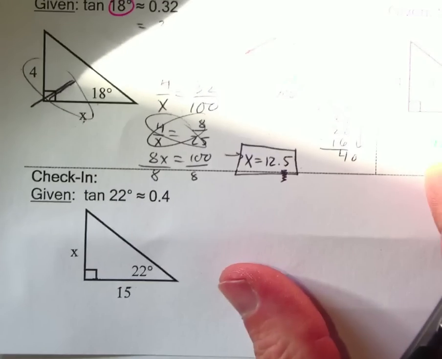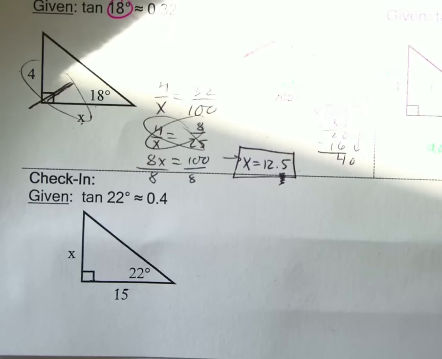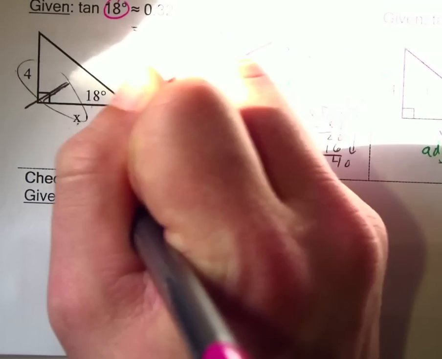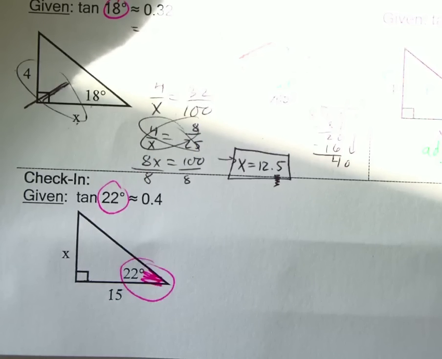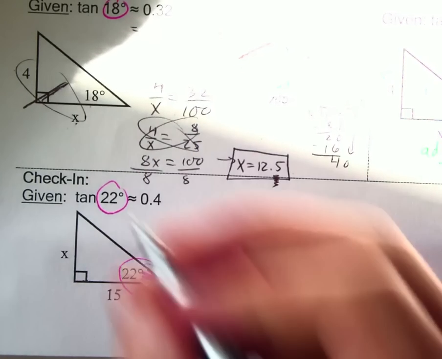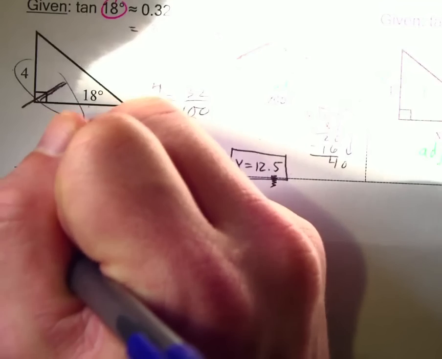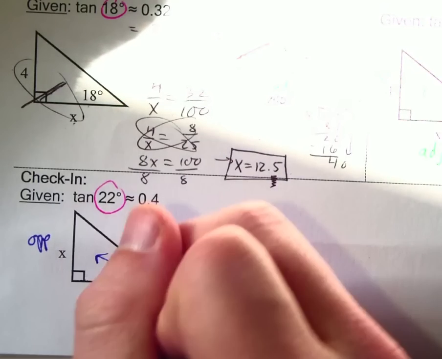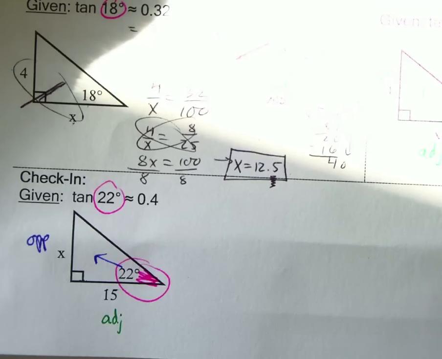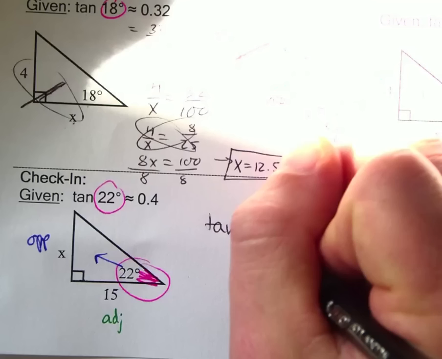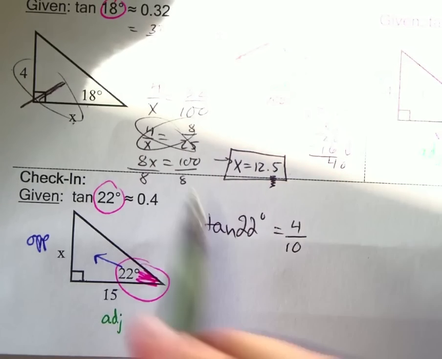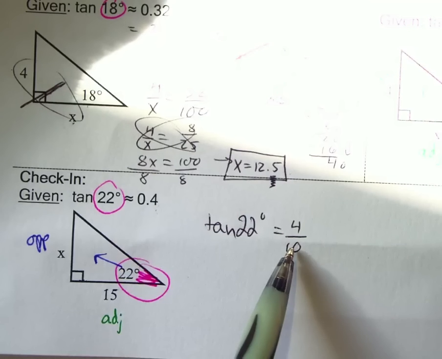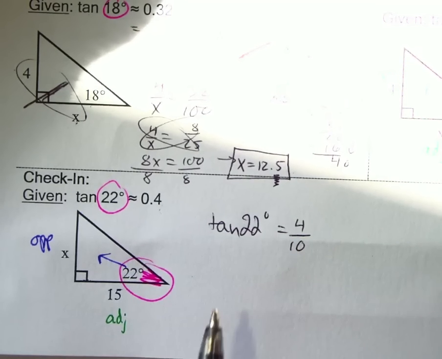Here's your problem here for a check-in. Go ahead and try it out. Okay, here I go. Tangent of 22 degrees. Hit pause if you still want to try it. Here's my opposite. Here's my adjacent. I'm going to rewrite this. I'm going to say the tangent of 22 degrees is equal to 4/10. Be really careful. That's 4 over 10, not 4/100.